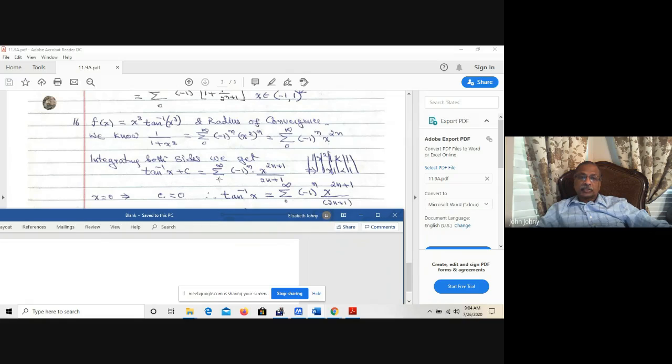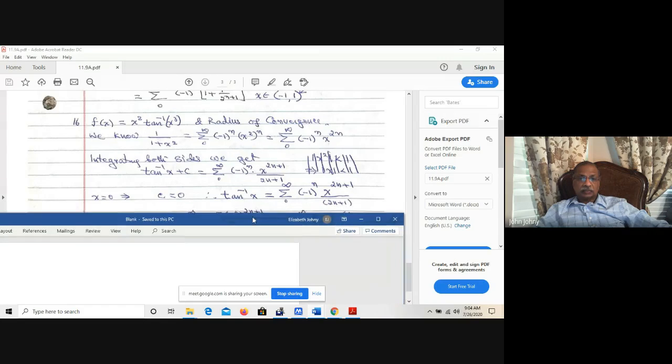Right side first term is negative 1 to the power of 0, that is 1, x to the 1. So there is an x on every term. So tan inverse 0 plus c is equal to 0 means 0 plus c is equal to 0, which is c is 0. Therefore, tan inverse x is equal to sigma 0 to infinity, negative 1 to the power of n, x to the power of 2n plus 1 divided by 2n plus 1.